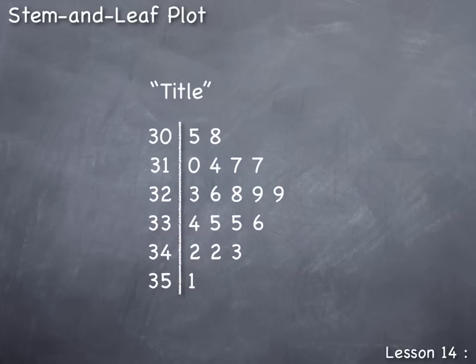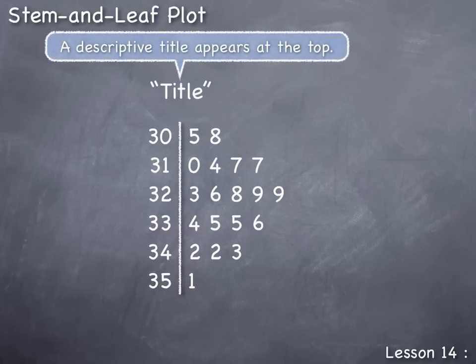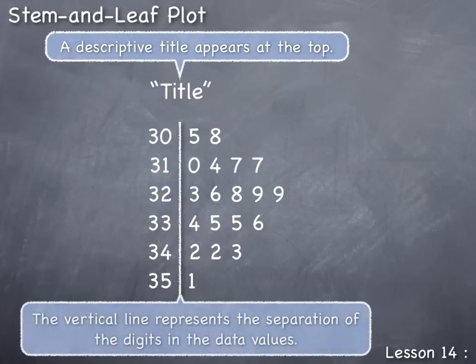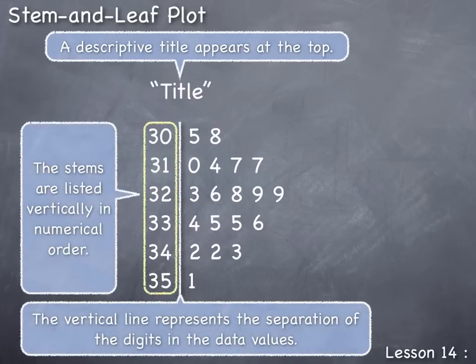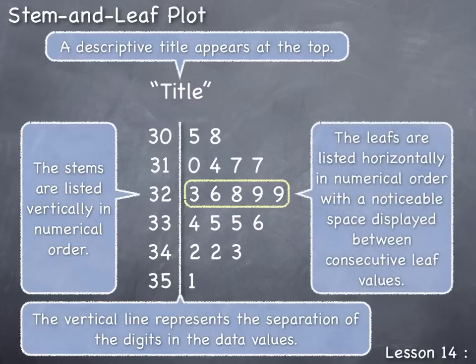Here is an illustration of a generic stem and leaf plot. A descriptive title appears at the top. The vertical line represents the separation of the digits in the data values. The stems are listed vertically in numerical order, and the leaves are listed horizontally in numerical order, with a noticeable space displayed between consecutive leaf values to distinguish one data value from the next.